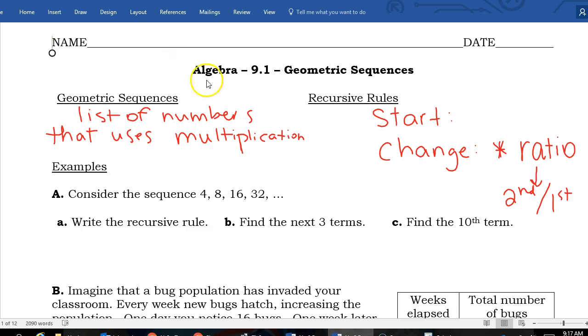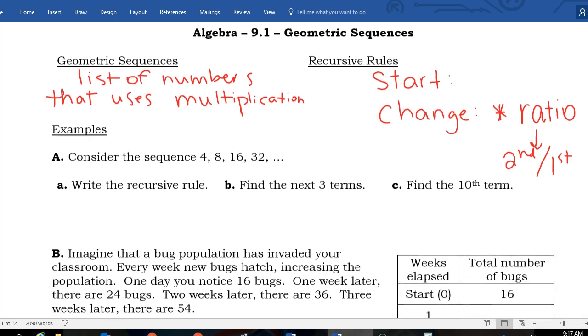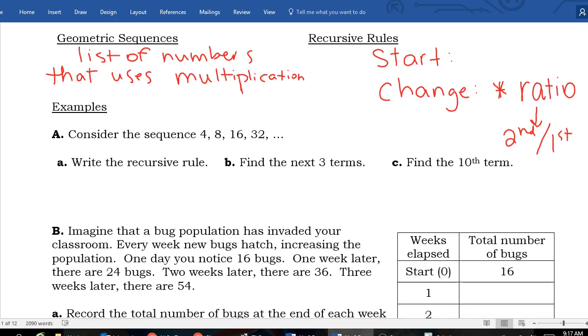Example A says, consider the sequence 4, 8, 16, 32, and so on. Write the recursive rule. The recursive rule, I said, needs two things: where it starts and how it changes. So the start and the change. This sequence starts at 4. To get the next number, I am multiplying by 2.